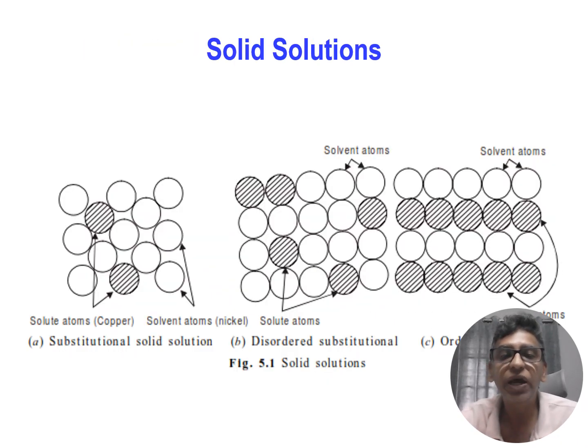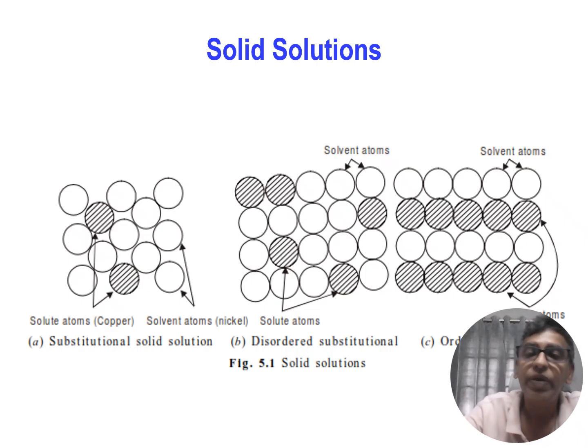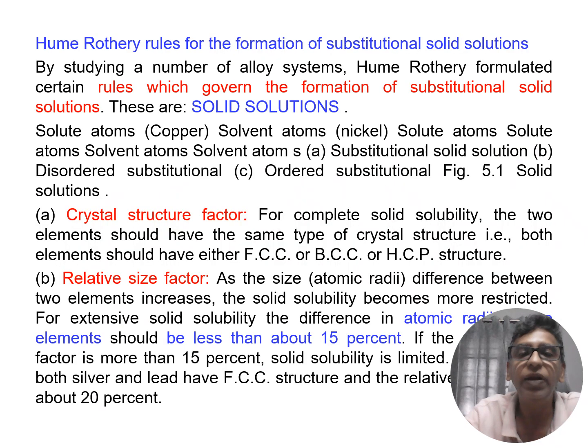So you can see that here we have substitutional solid solutions. In the disordered case the atoms are placed in disorder, whereas in the ordered case they are kept in a specific order. The name itself tells you the definition.